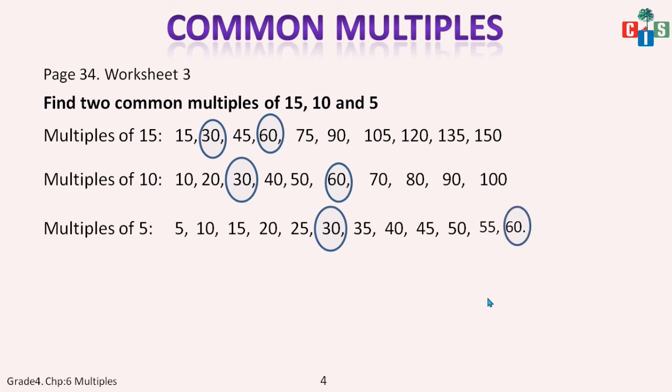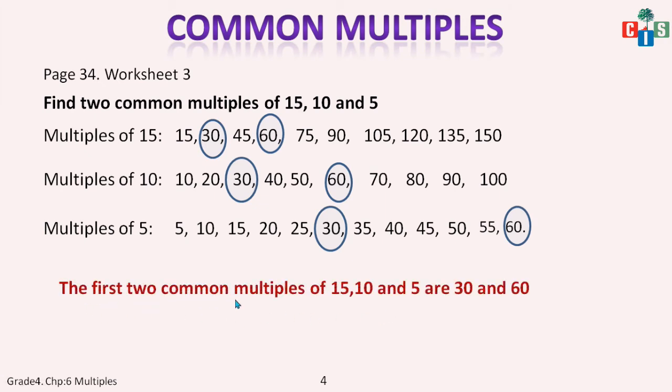So this I did purposely, students. You saw the trick how we can move on. Yes, if you find that one of the multiples is not there, you can extend the multiples of a particular number. Okay, so my final statement will be the first two common multiples of 15, 10 and 5, three numbers, are 30 and 60. Okay, 90 will also be common.